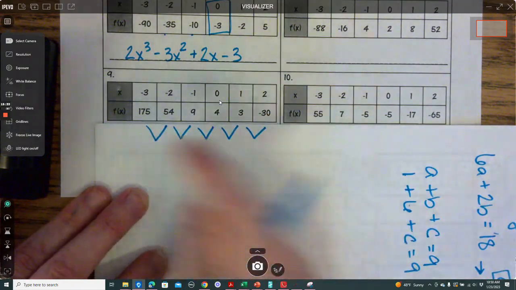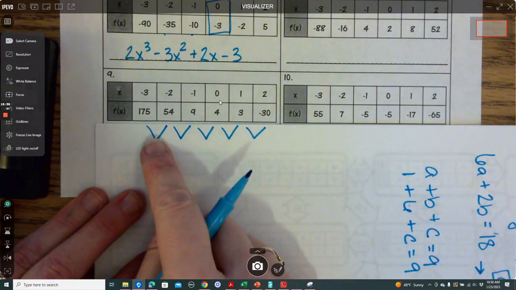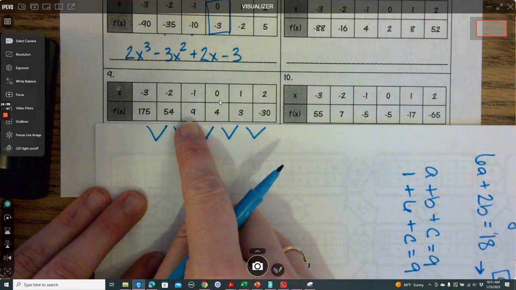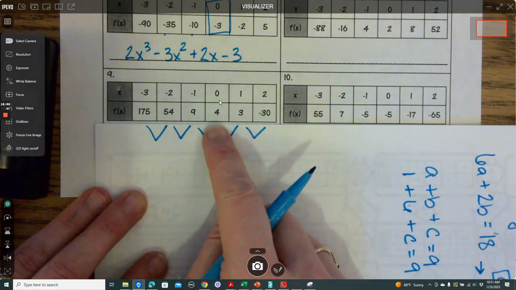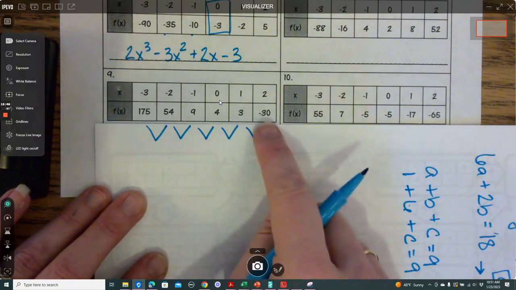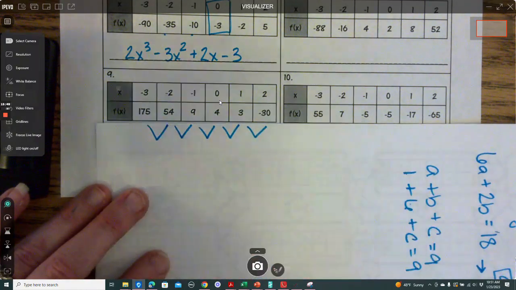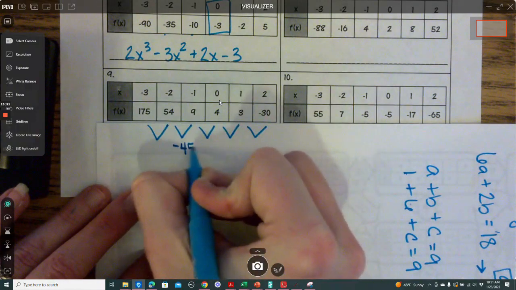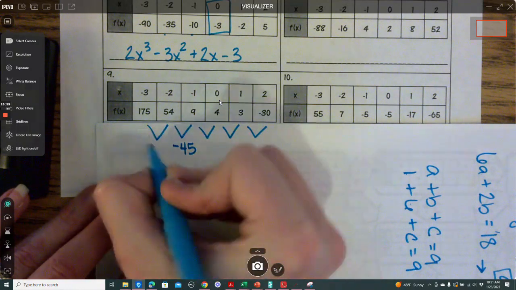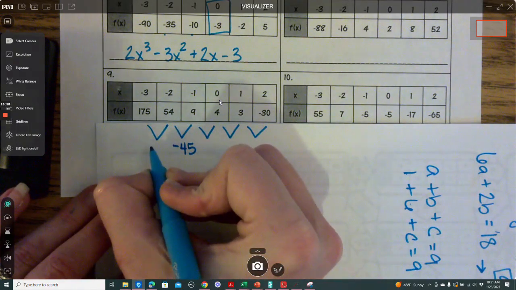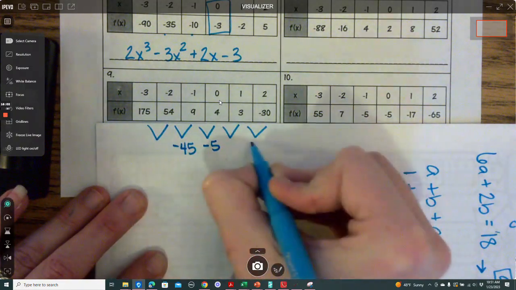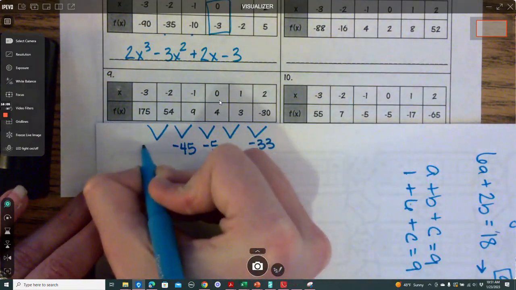Last one, hopefully we can do it. Y'all do this for me. Gavin, do 54 minus 175. Braden, 9 minus 54. Sadie, 4 minus 9. Michaela, 3 minus 4. Kaysen, negative 30 minus 3. Mine's negative 45. Mine's negative 5. Mine's negative 33. Mine is negative 121.